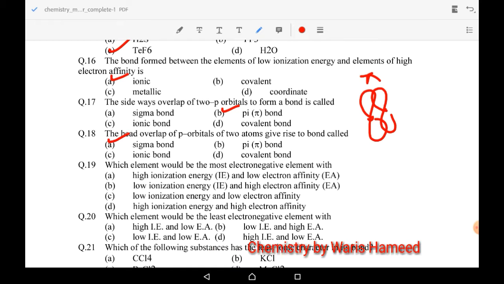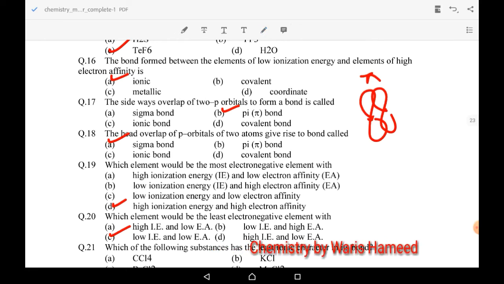Which element would be the most electronegative? The element having high ionization energy and high electron affinity will be the most electronegative element. In this case, D option is correct. Which element would be the least electronegative, with low ionization energy and low electron affinity? So its correct option is C, low ionization energy and low electron affinity.